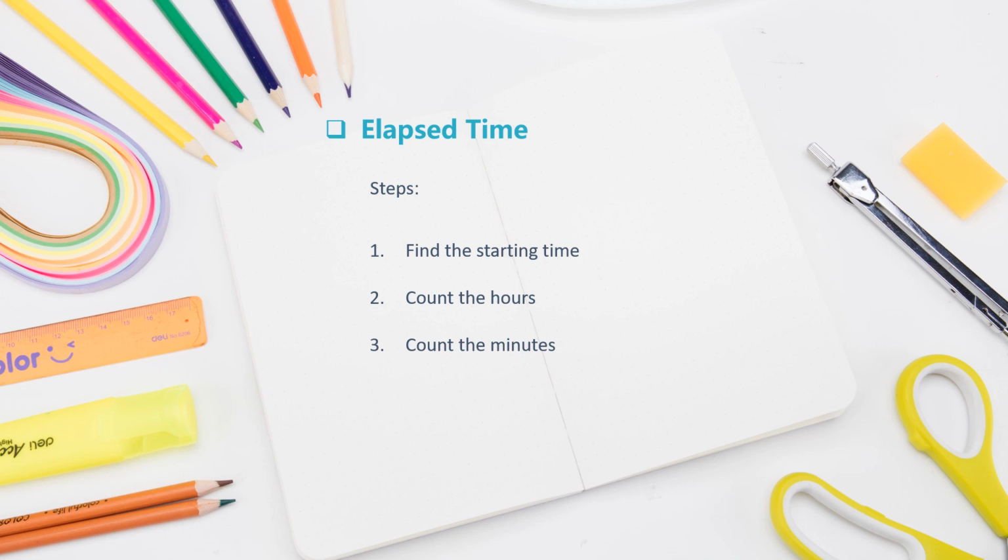So what were the three main steps to measure the interval of the time or elapsed time? The first one was, very good, find the starting time. The second one was, excellent, count the hours, and then count the minutes. Very good. Now let's solve a problem.